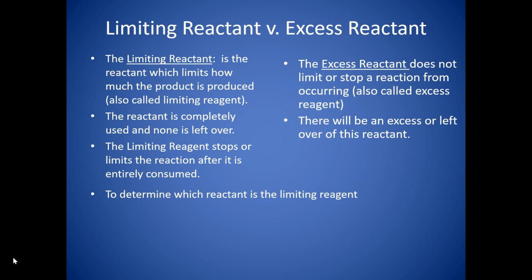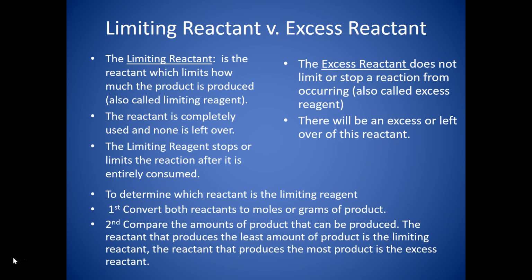To determine which reactant is the limiting reagent, all you have to do is first convert both reactants to moles or grams of the product, depending on what you're asked to do, and compare the amount of product that can be produced. The reactant that produces the least amount of product is the limiting reactant, and the reactant that produces the most product is the excess reactant. So you're essentially just saying these are my 2 reactants. You're going to do your math that we learned how to do in our previous video, and whichever one makes less is your limiting reactant, and whichever one has a larger number, makes more, is our excess reactant.